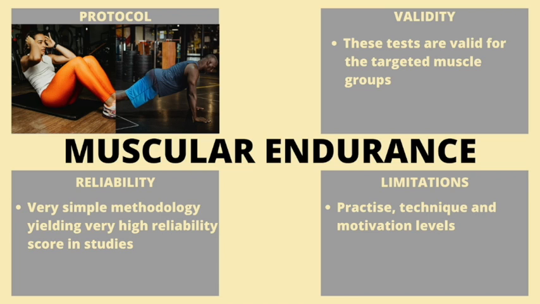Reliability, very simple methodology to follow, but again, because it's very simple, it can be done incorrectly because we slack off with certain key details, making sure that every repetition is done correctly. Limitations, practice, technique and motivation can affect this massively. The more you practice, the better you get at the technique. And motivation levels, you might give up. You might one day have a spur of adrenaline, another day you might not. So there are factors that can limit the results with the muscular endurance test.